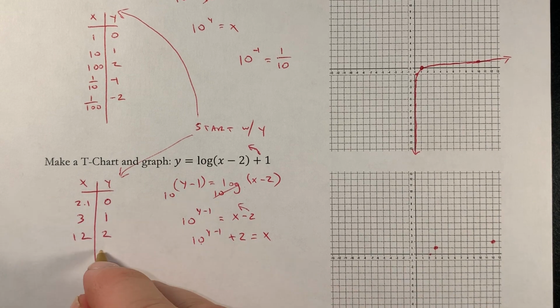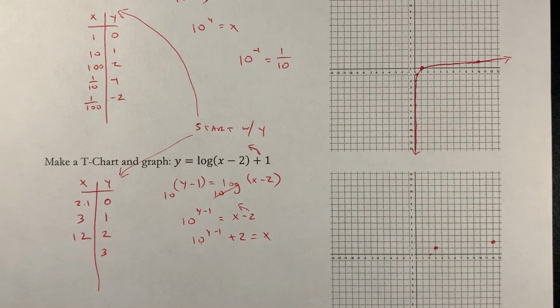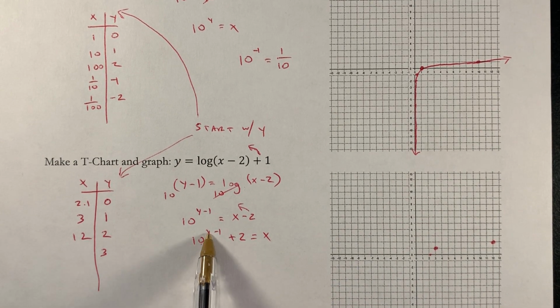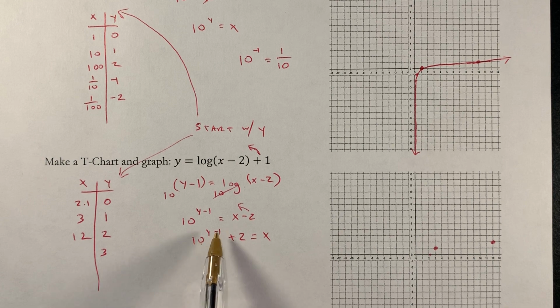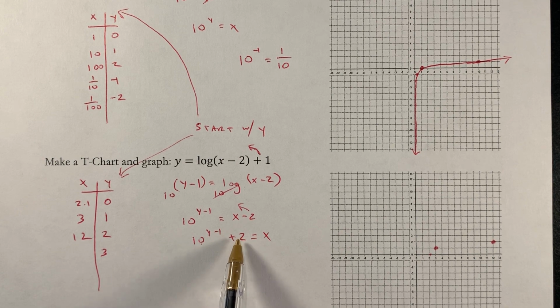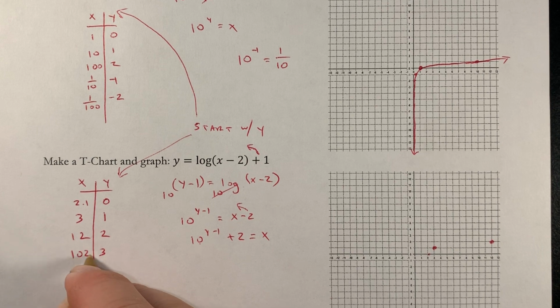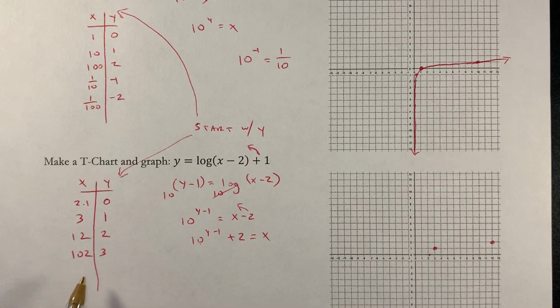Okay, if we put in a 3, then we've got 3 minus 1, so that's 10 to the second power, which is 100, plus 2 is 102. So we've got to go all the way out to 102 on the x-axis before we can reach 3, so we're not going to go that far. So let's go back the other direction.